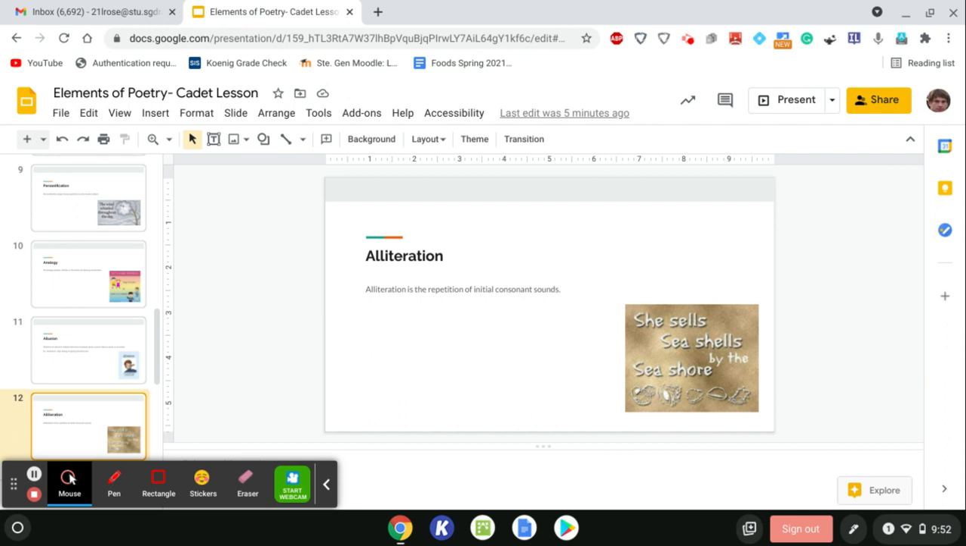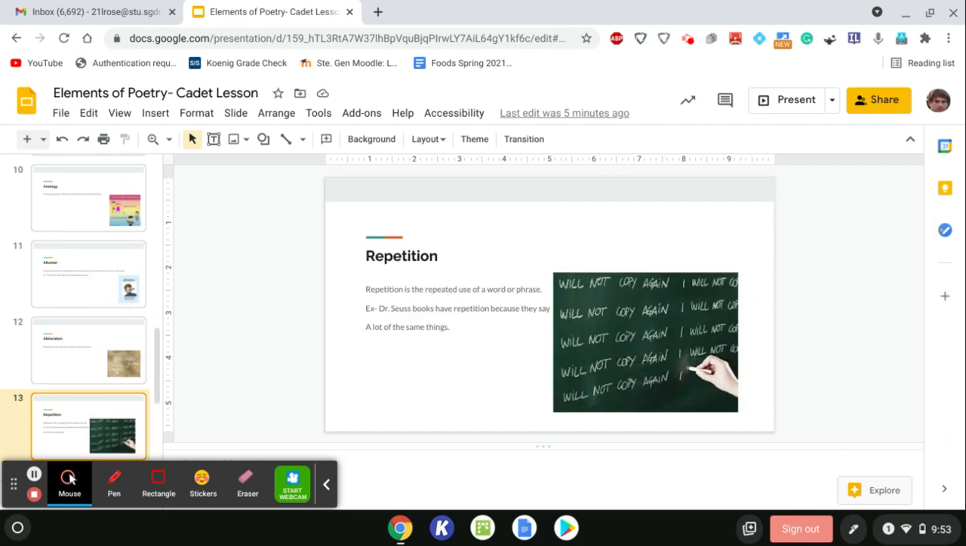Alliteration. Alliteration is a repetition of initial consonant sounds. An example would be, she sells seashells by the seashore. Repetition. Repetition is repeated use of a word or a phrase. An example would be a Dr. Seuss book, because they say a lot of the same things over and over again.